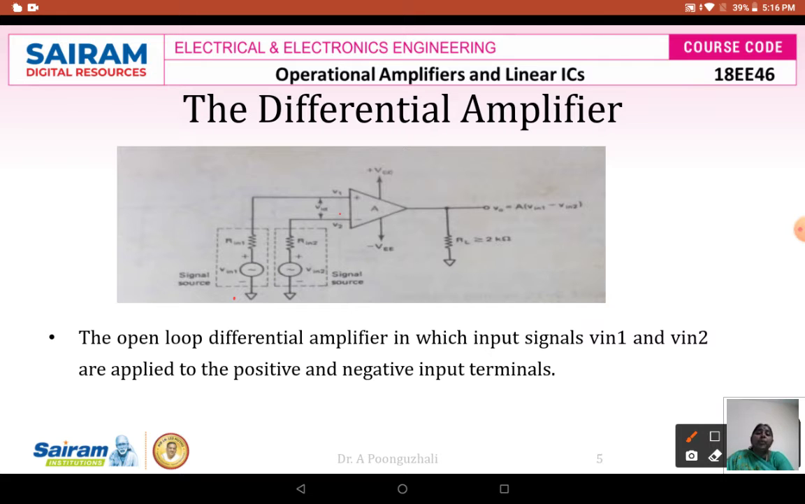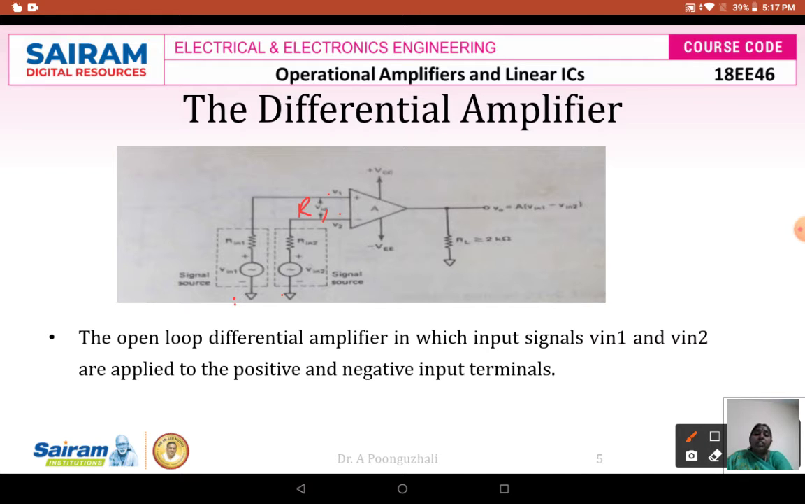Here, if I compare, the input resistance of your operational amplifier is going to be very high. The Ri value which I am going to have here is going to be very high. Since this Ri is of very high value compared to R in 1 and R in 2, I can neglect these resistances R in 1 and R in 2, and assume that V in 1 is directly applied to your V1, and V in 2 is directly applied to your V2. Now we are going to see what the output voltage is.